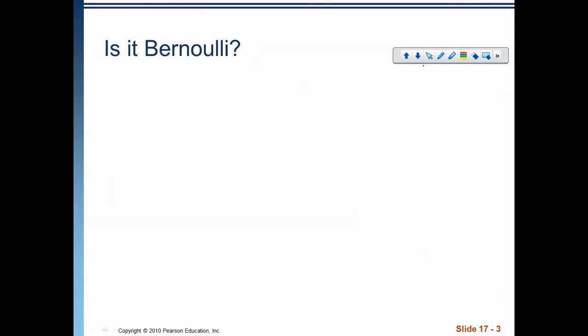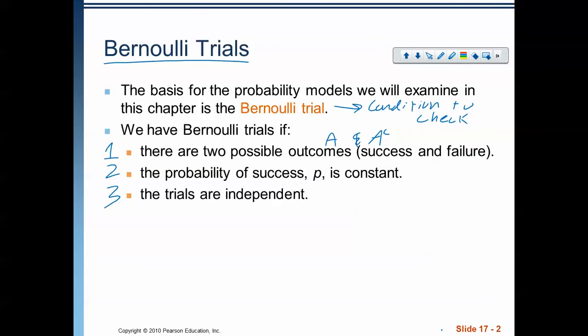So a Bernoulli trial shows up if there are only two possible outcomes, the probability of success is constant, and the trials are independent. As we read through our problems that have to do with this, we need to check these conditions. All three of these we need to check, and if they don't apply, then we cannot apply any of the models that we're using in this chapter.